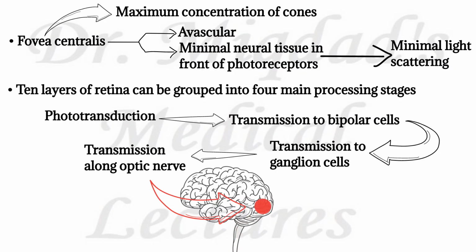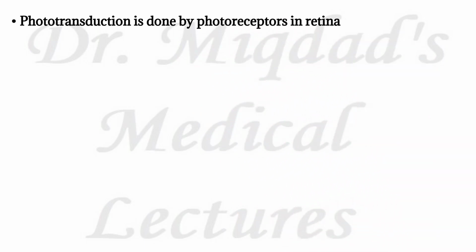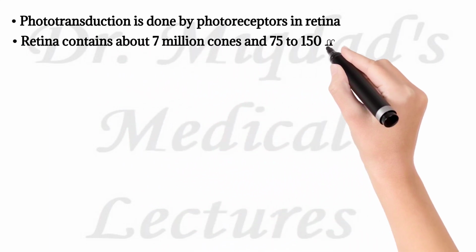Now let's come to phototransduction. So what is phototransduction? It is a process by which light is converted into electrical signals in the rod cells, cone cells, and photosensitive ganglion cells of the retina. Retina contains about 7 million cones and 75 to 150 million rods.